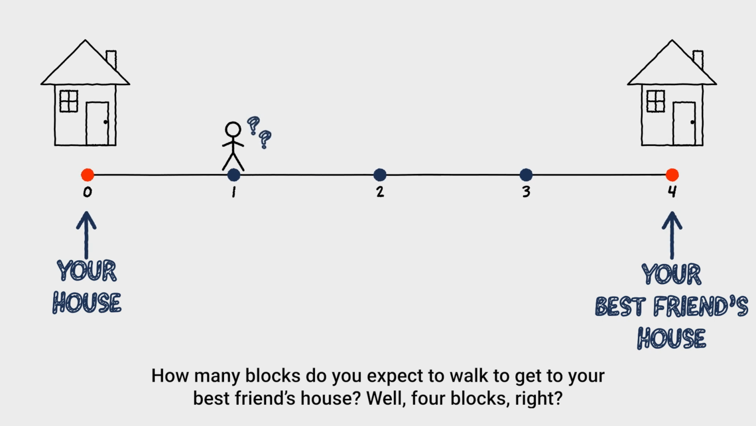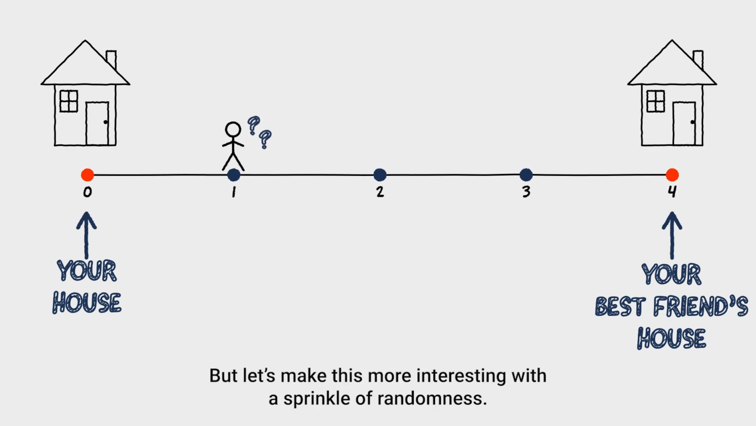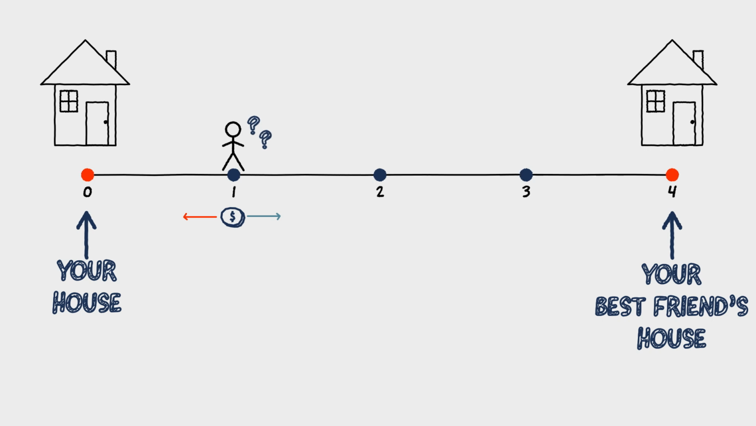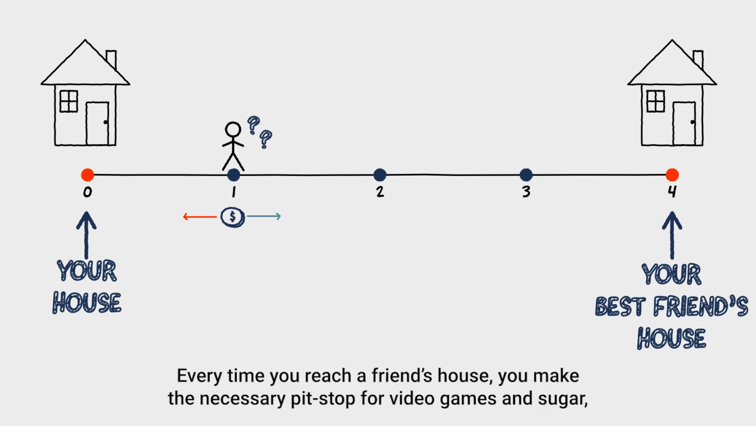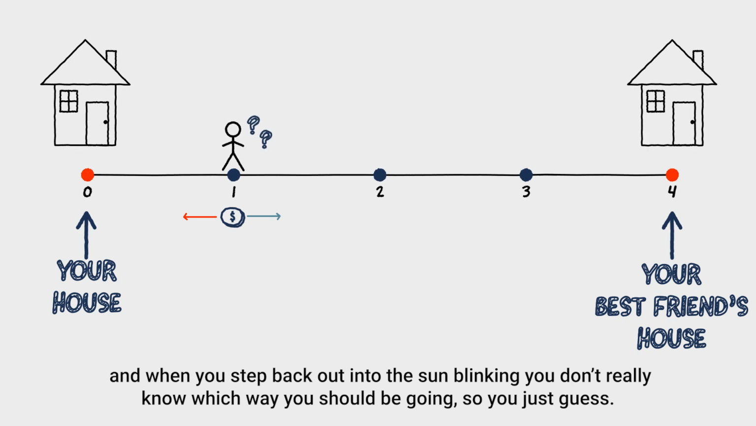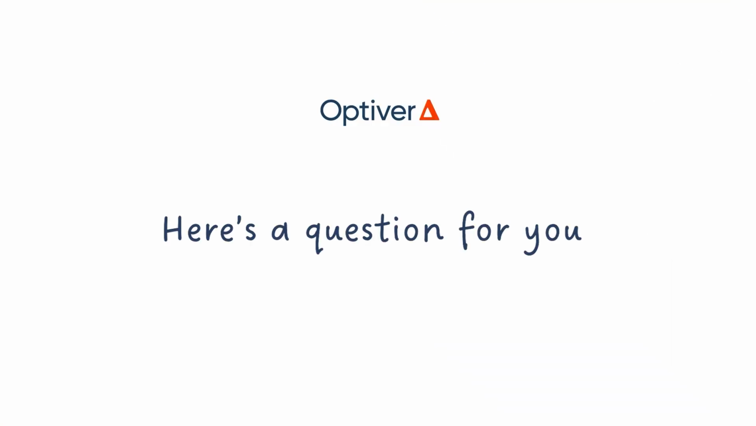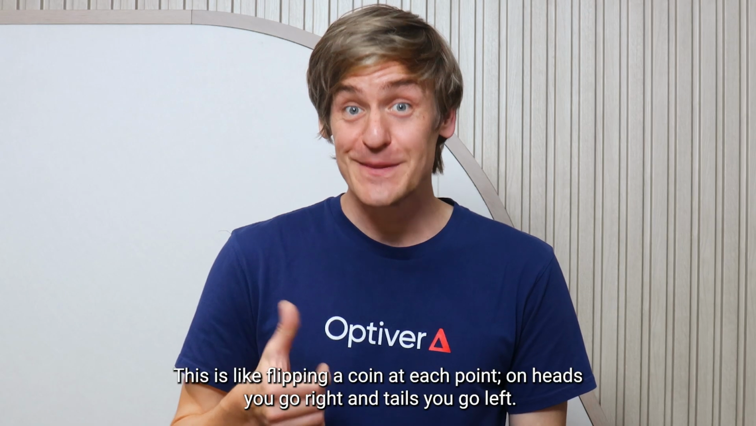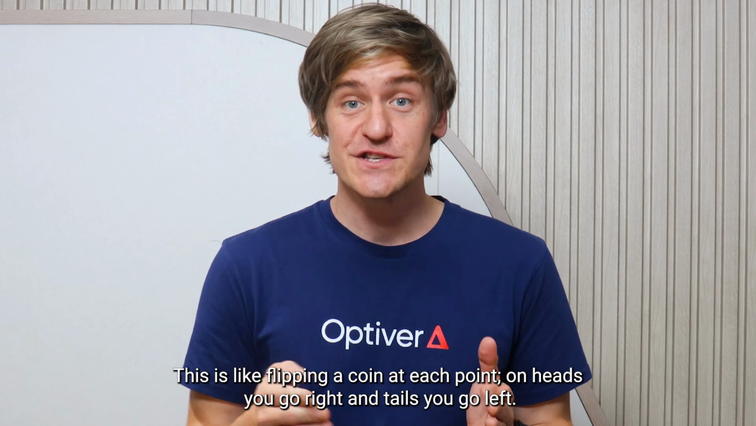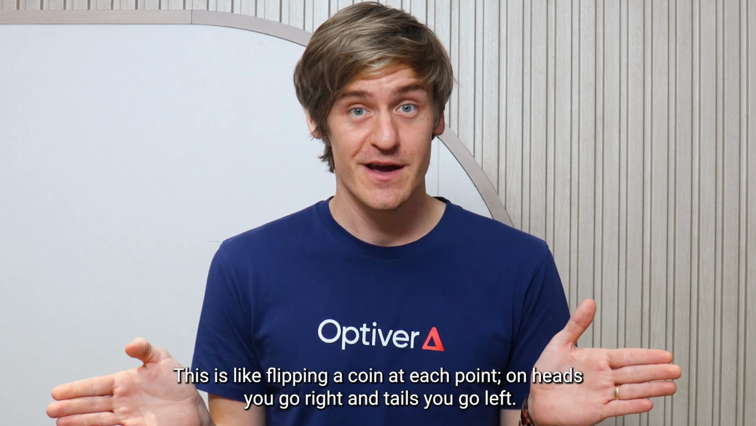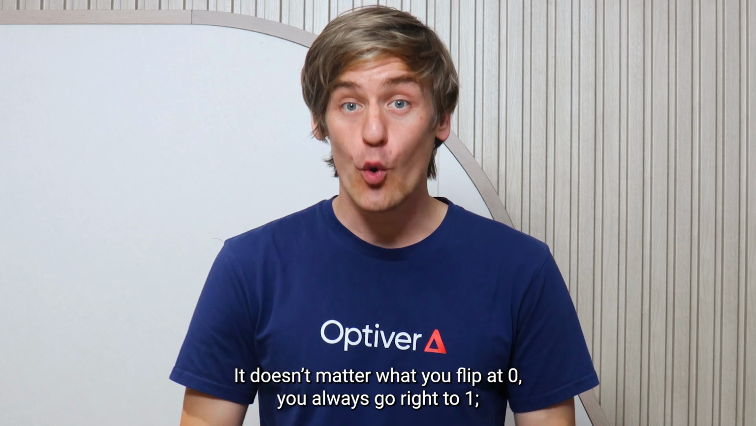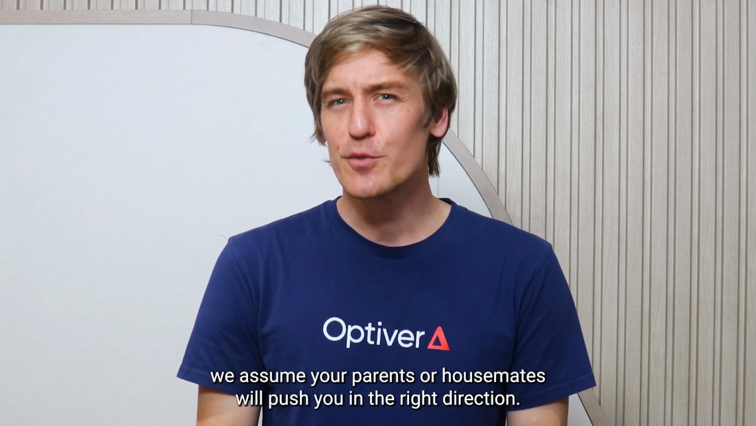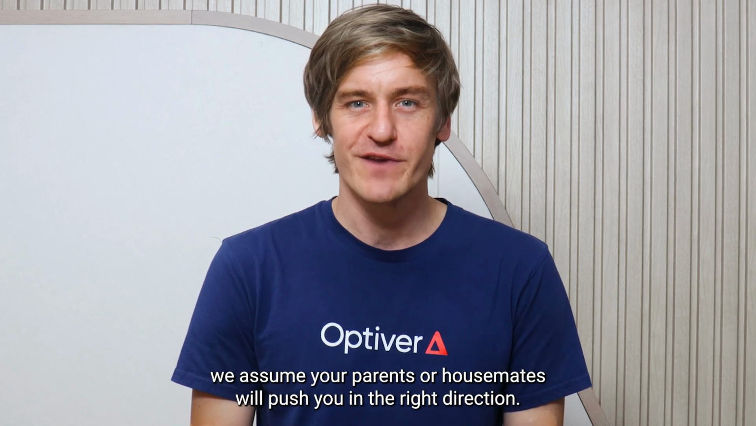Well, 4 blocks, right? But let's make this more interesting with a sprinkle of randomness. Every time you reach a friend's house, you make the necessary pit stop for video games and sugar. And when you step back out into the sun blinking, you don't really know which way you should be going. So you just guess. This is like flipping a coin at each point. On heads, you go right, and on tails, you go left. It doesn't matter what you flip at 0, you always go right to 1. We assume your parents or housemates will push you in the right direction.